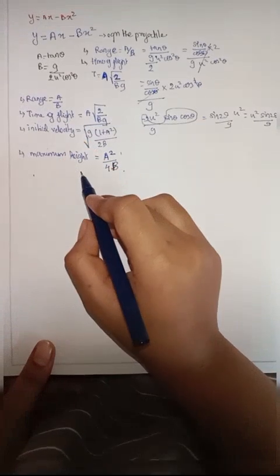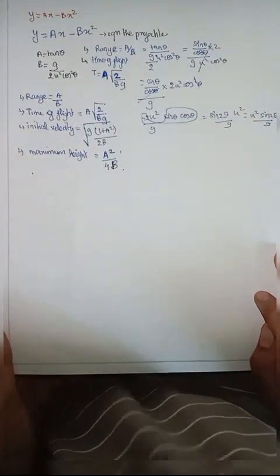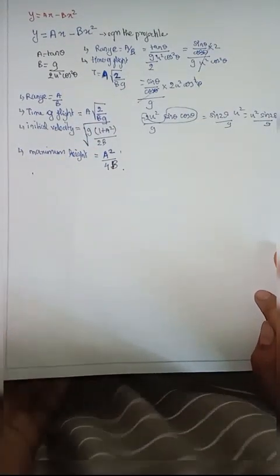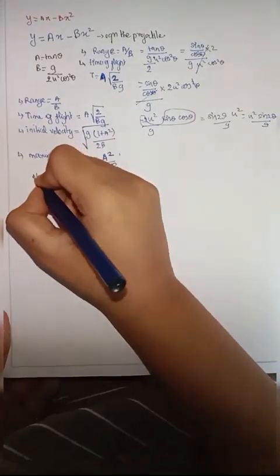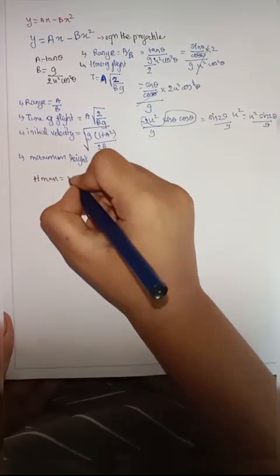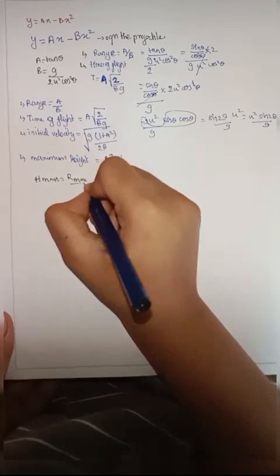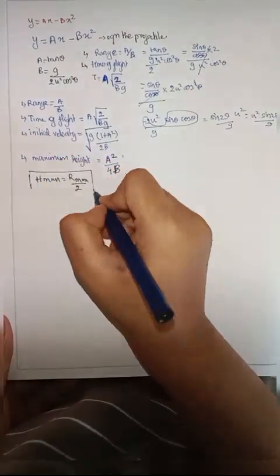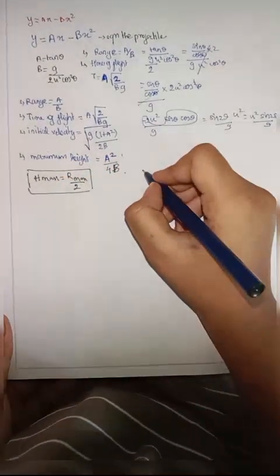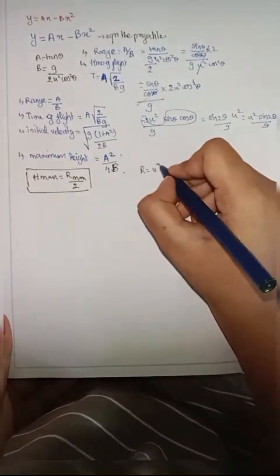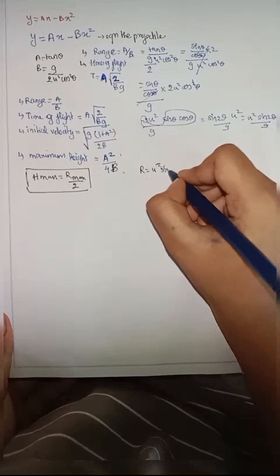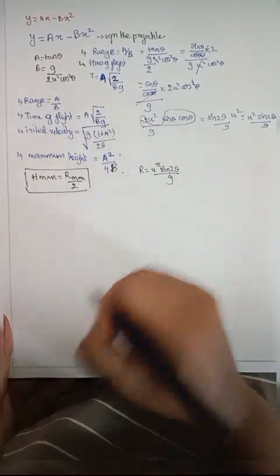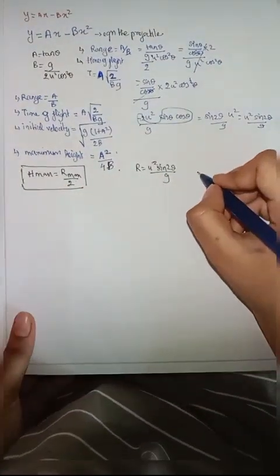This is the maximum height reached by the projectile. The maximum height reached by the projectile is equal to R max by 2. What do you mean by R max by 2? What does this equation mean? See, R equals u squared sine 2 theta by g. For H max, what is the equation?